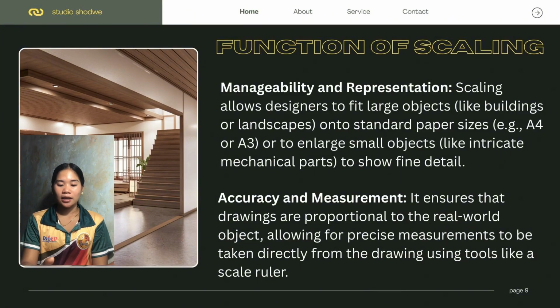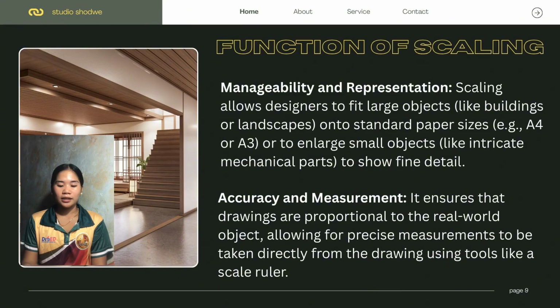And the next is accuracy and measurement. It ensures that drawings are proportional to the real world object, allowing for precise measurements to be taken directly from the drawing using tools like a scale ruler. So, when a drawing is scaled, the sizes stay in the correct proportion. We can use a scale ruler to measure directly from the drawing and get the real measurement.